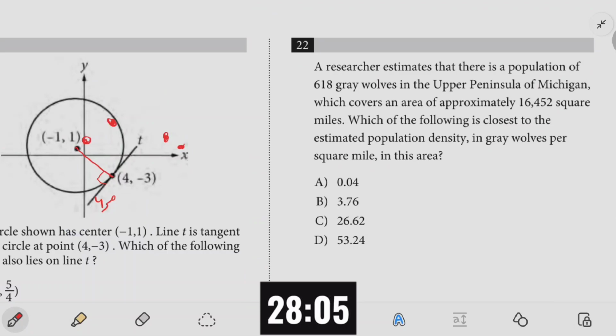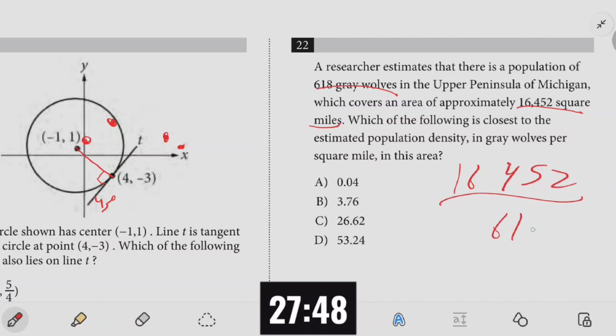A researcher estimates that there is a population of 618 gray wolves in the Upper Peninsula of Michigan, which covers an area of approximately 16,452 square miles. Which of the following is the closest to the estimated population density in gray wolves per square mile? 16452 divided by how many wolves there are.